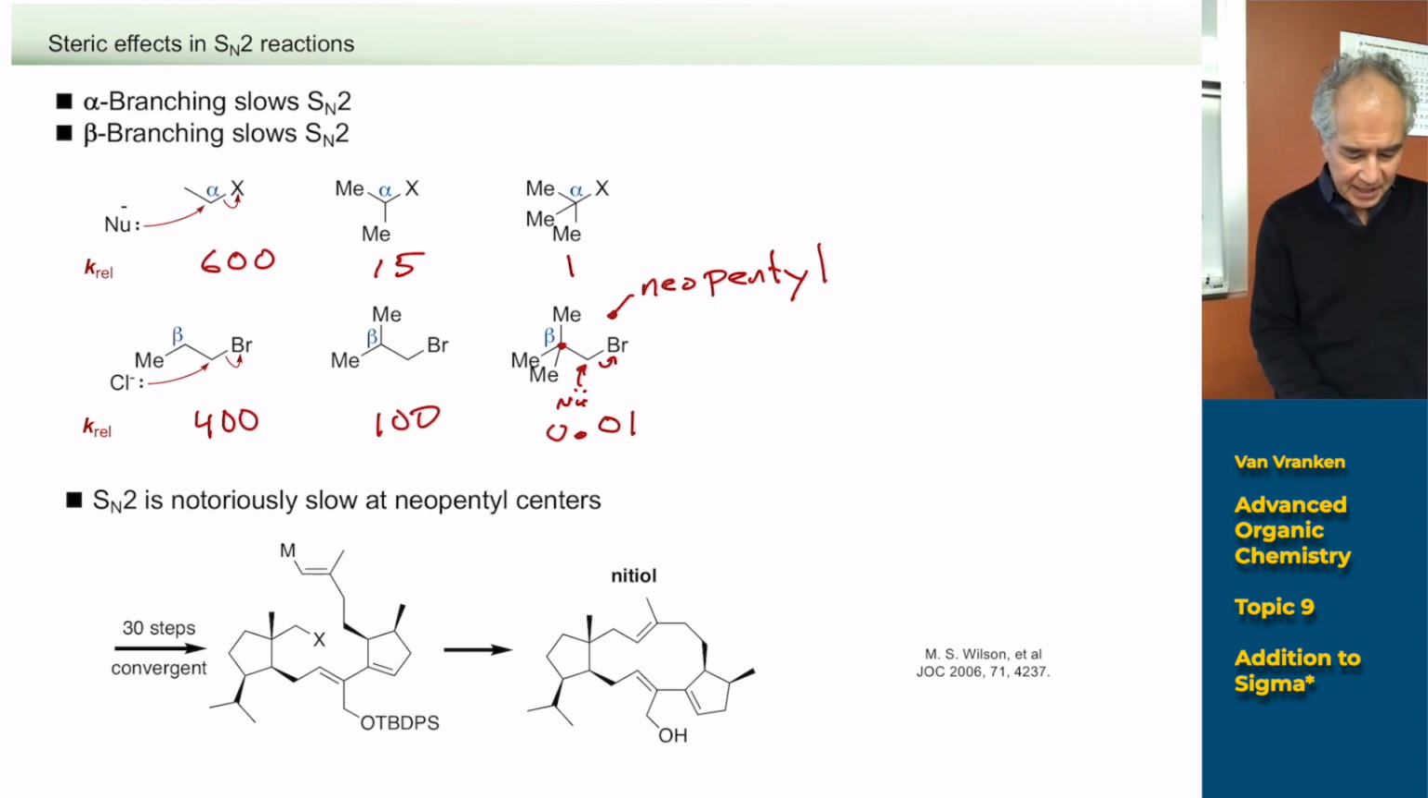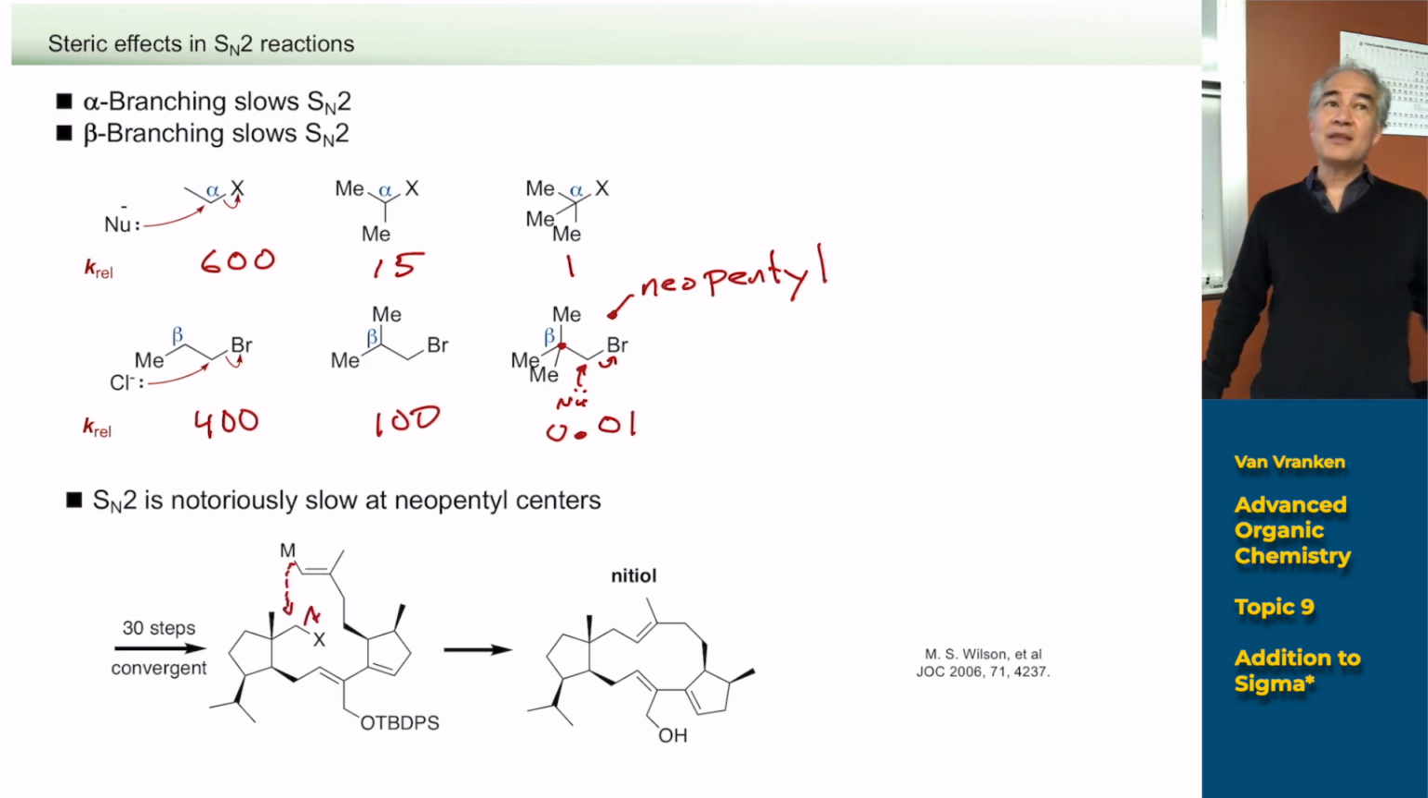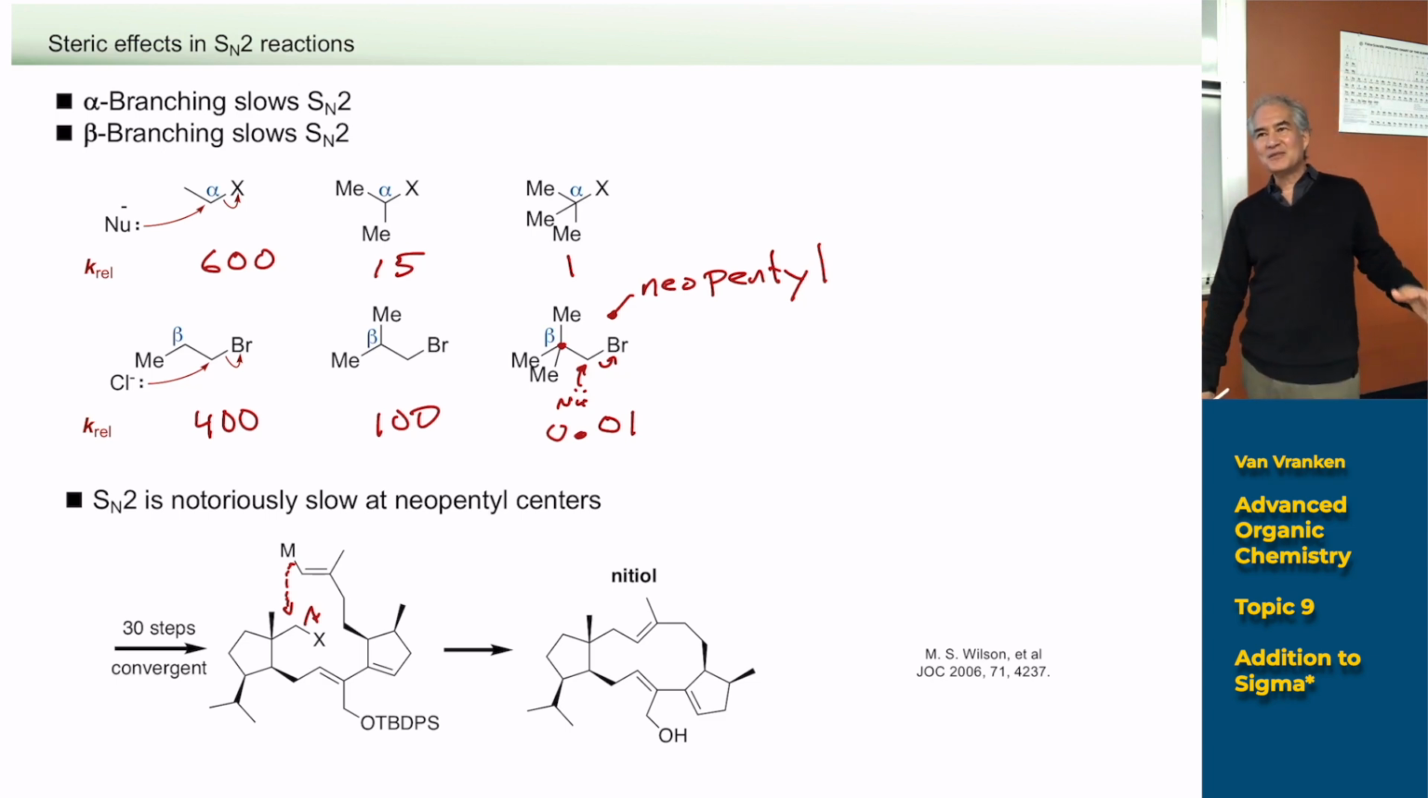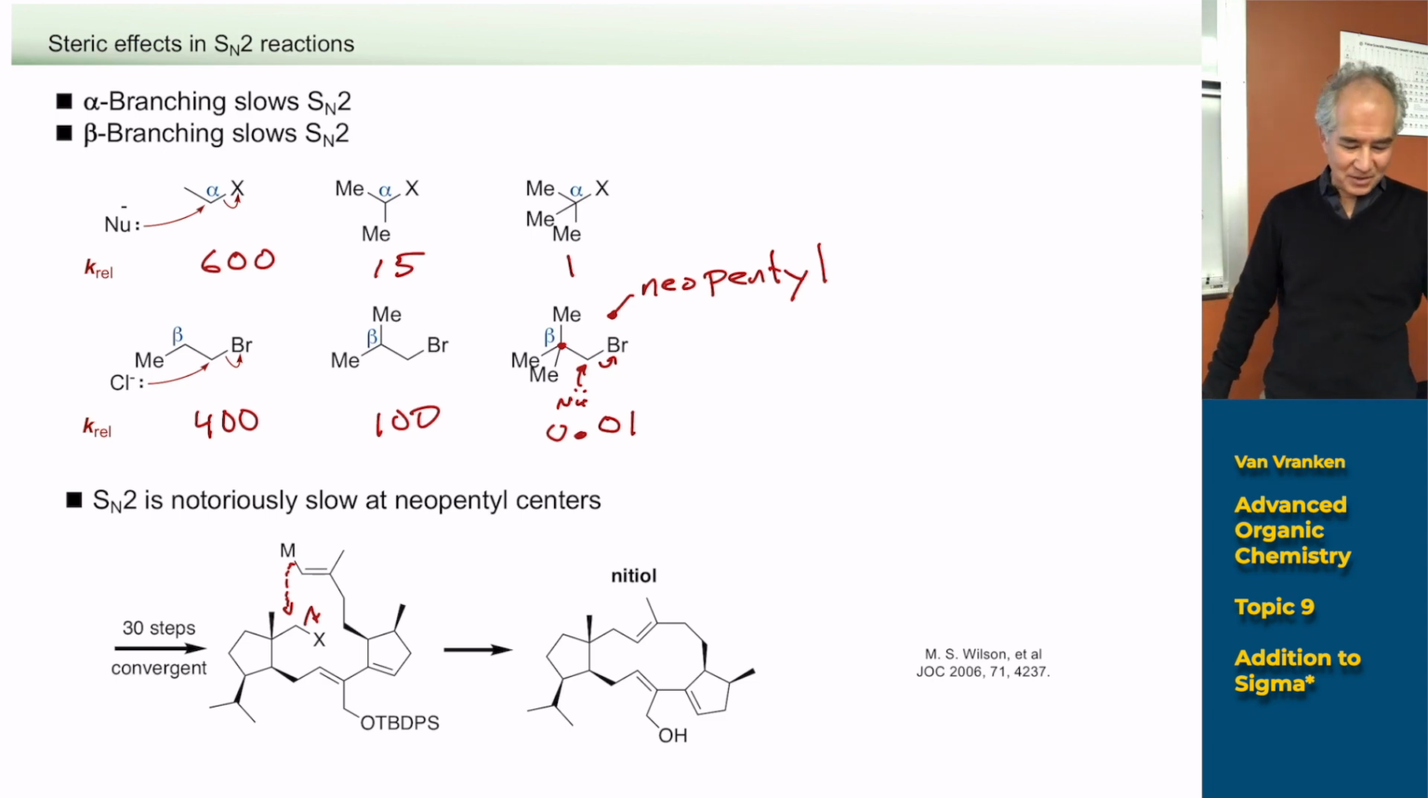I'm showing you an example down here where somebody tried to do a synthesis of this natural product called nitiol. They spent most of their graduate career working out a 30-step synthetic route to get to this intermediate. And the thinking was, well, maybe we can find some way to make some nucleophilic bond here and then do some substitution. But if you look next door to that X group, it's a quaternary center. That's a neopentyl center. In fact, they were never able to get this substitution to work, and they had to abandon the whole route and all the work that went into that. It's very hard to substitute at neopentyl centers.